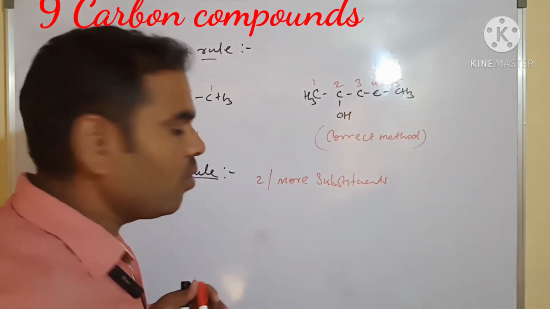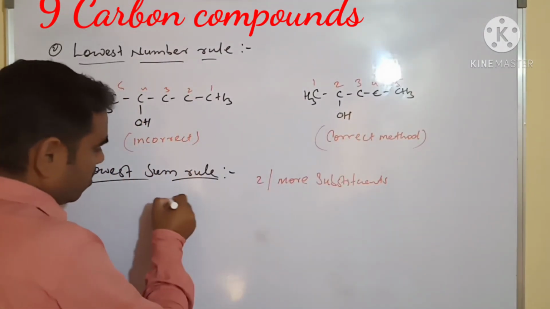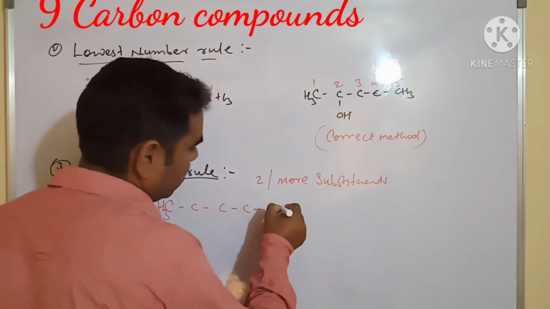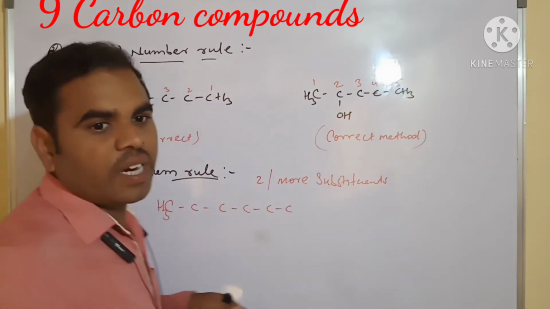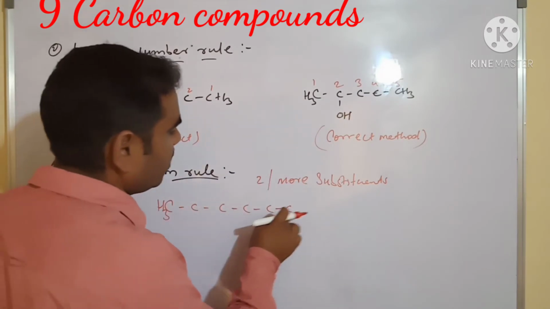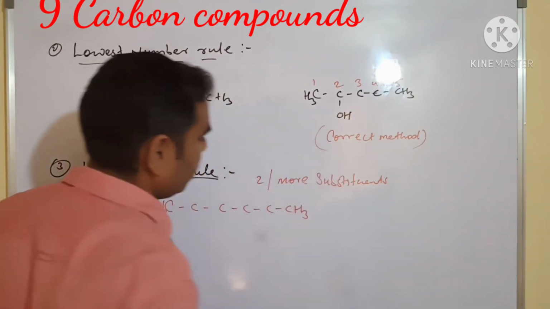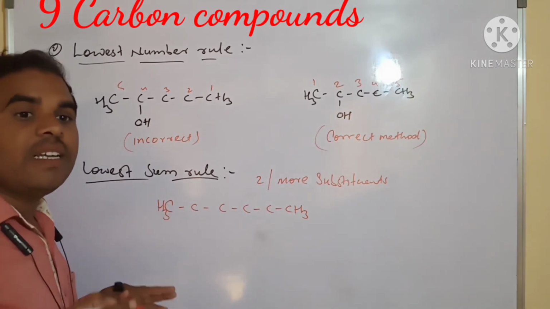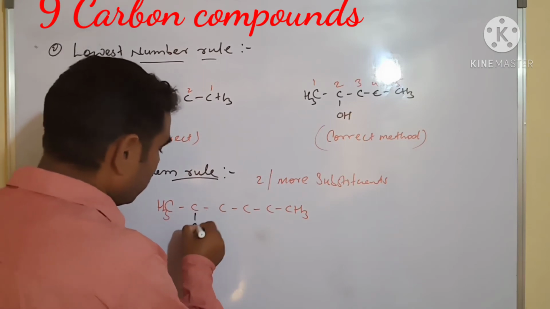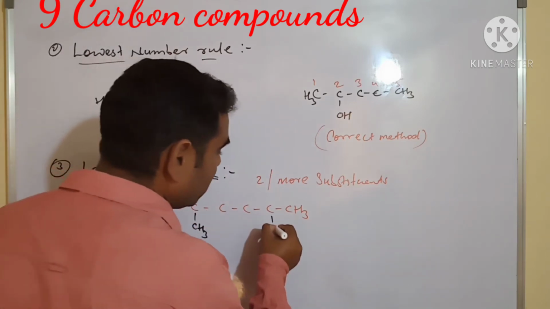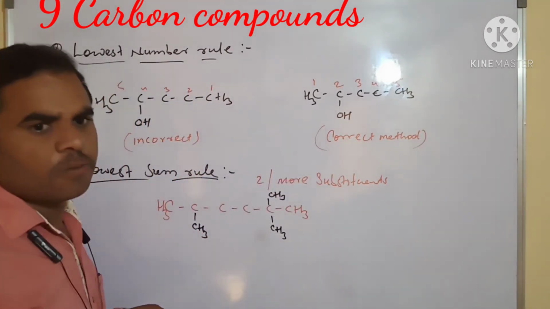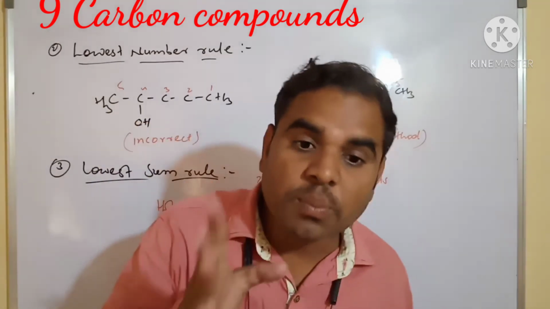Okay, we have to write examples now. This is CH3. C is there, C and C. How many carbons are there here? Totally 6, 1, 2, 3, 4, 5, 6. Here also CH3 we have to write. Here is one CH3 group, one substituent. Here are 2 substituents.